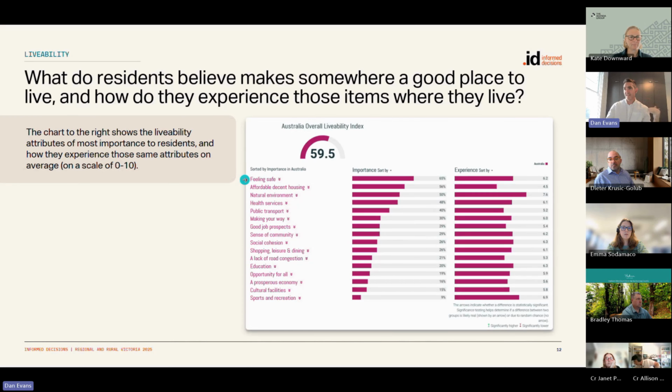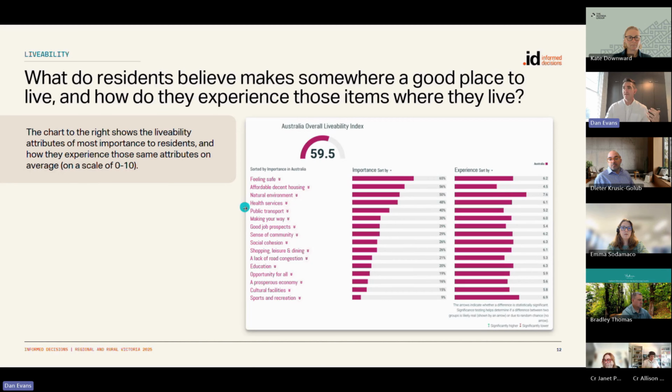The things that the Australians place the greatest value on are feeling safe. 65% of people nominated it among their top 5, followed by affordable, decent housing, access to the natural environment, high quality health services, public transport, making your way to and from services, and good job prospects. So those are the things that the residents place the most value on.